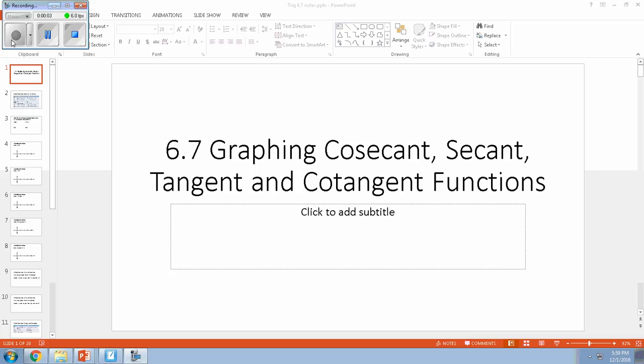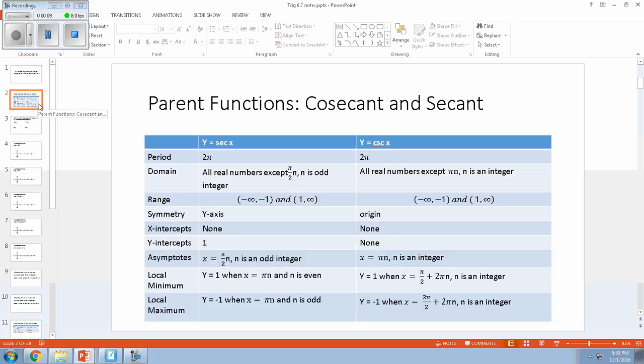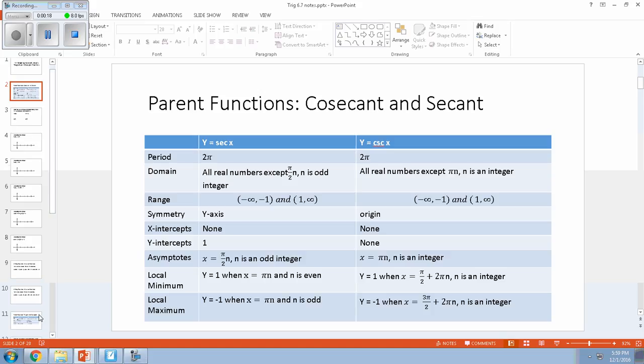This first video is just going to be to finish up 6.7 of graphing cosecant, secant, tangent, and cotangent. First thing I did is I went through and I made a pretty chart for the parent functions of cosecant and secant. So please go through and make sure you have all this correctly filled in now that I have them all together on one slide.